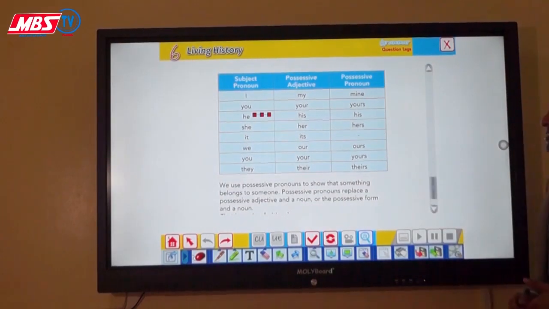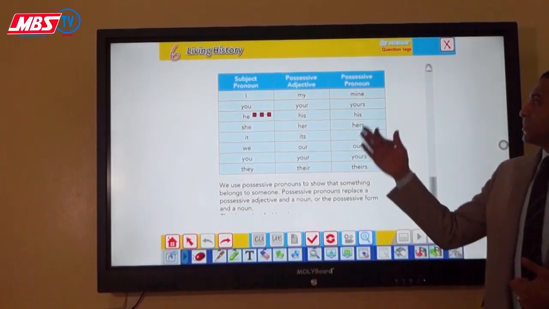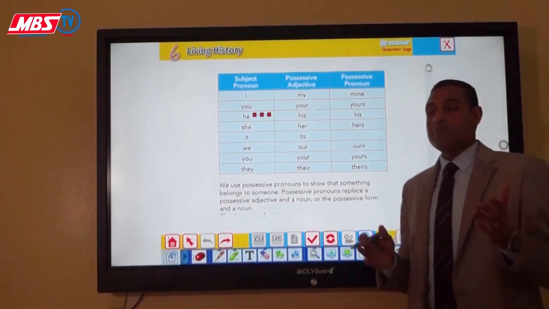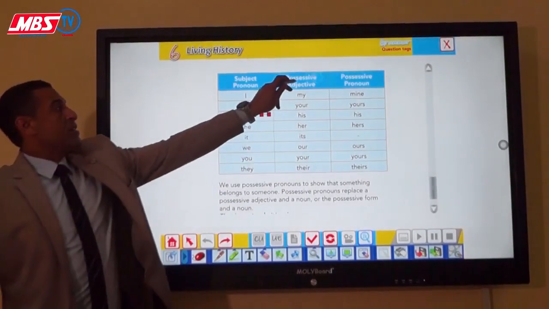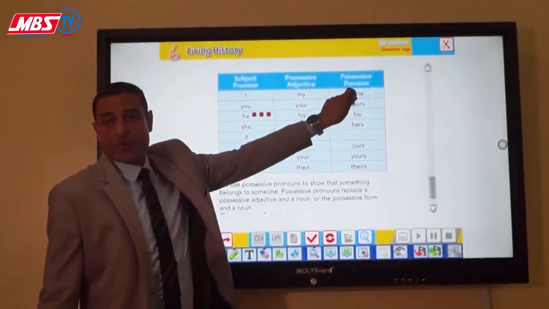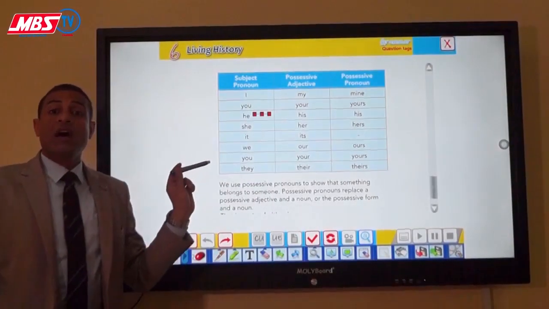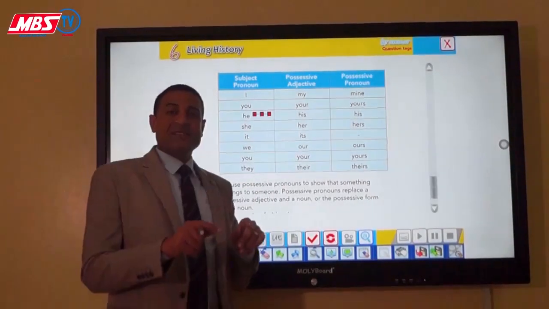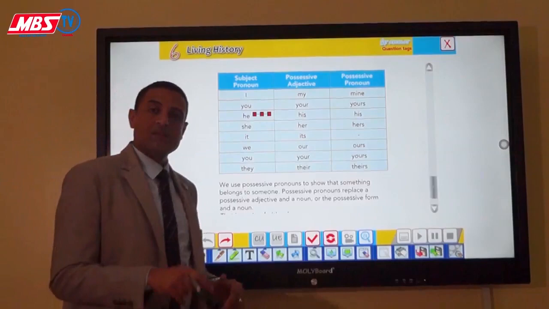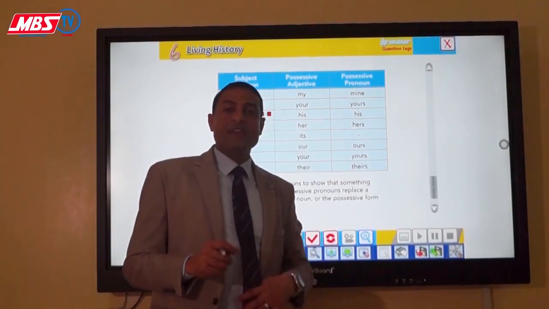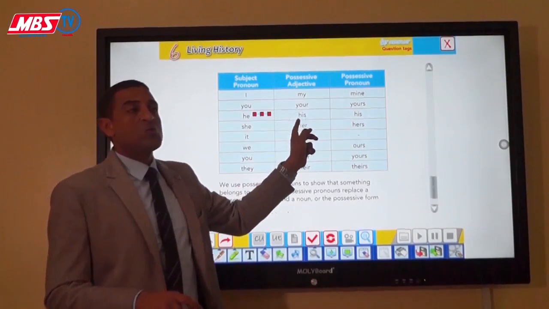And now let's turn to the possessive pronouns and possessive adjectives. We use these to express that something belongs to someone. But here, the difference between possessive adjective and possessive pronoun: the possessive adjective must be followed by a noun. For example, this is my book, but this book is mine. I cannot say this is mine book. And I cannot say, this book is my. No. When I use the possessive adjective, I have to use a noun.